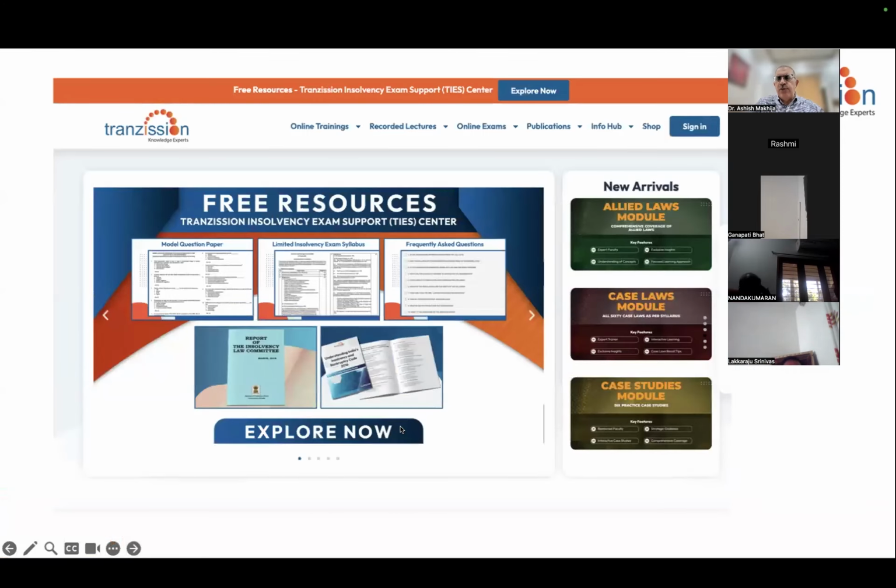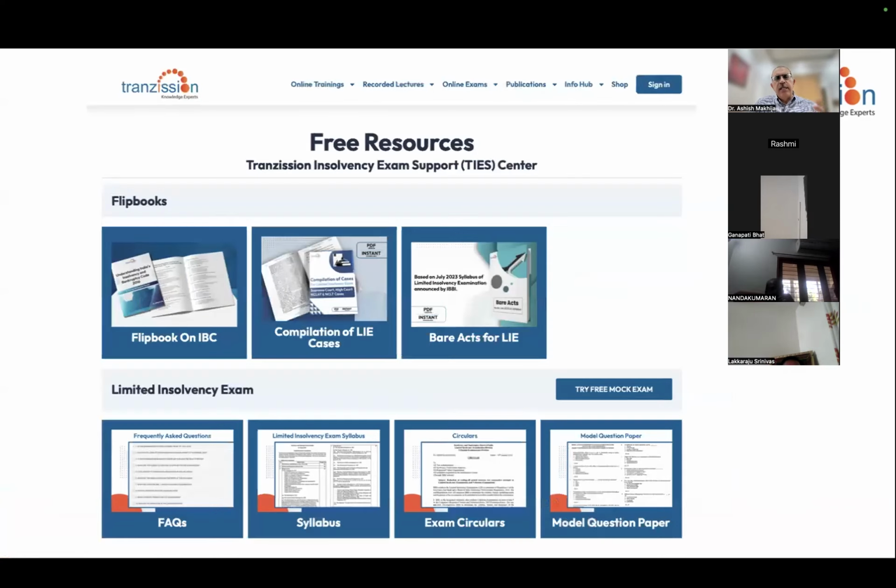So this is a free resources page. When you go to the Transitions website, this is the first thing you will see, free resources. Just click that and the page looks like this. Flipbook on IBC, that is completely free. The compilation of limited insolvency cases and Bare Acts, you can go to them and you can actually take those things which are very important, compilation and Bare Acts.